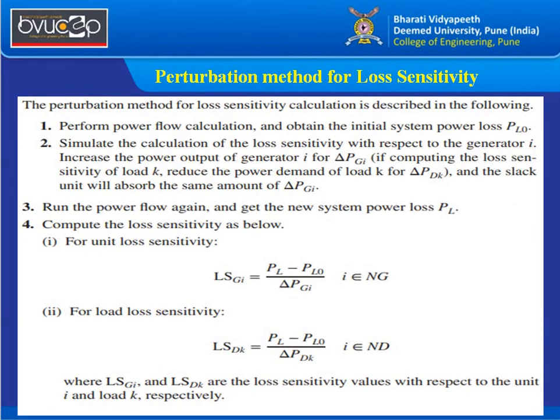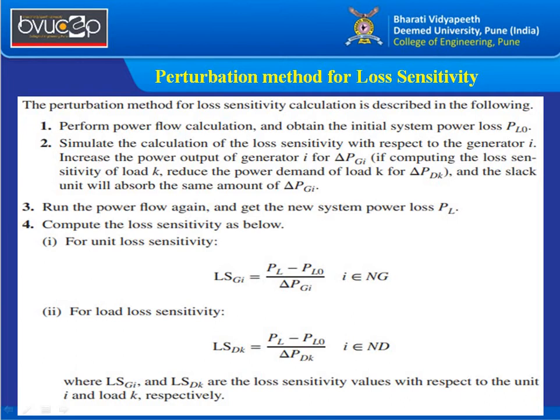Now let us see the various perturbation methods that are going to be implemented for loss sensitivity. Note down these two steps that we are going to use in most of the cases, step 1 and 2. In step 1, we are going to perform the power flow calculation. As I've mentioned, whatever calculations we obtain from the normal load flow, in most of the cases we are going to use as an input in these calculations. So let us see loss sensitivity. In the first step, we are going to obtain the initial system loss from the normal load flow.